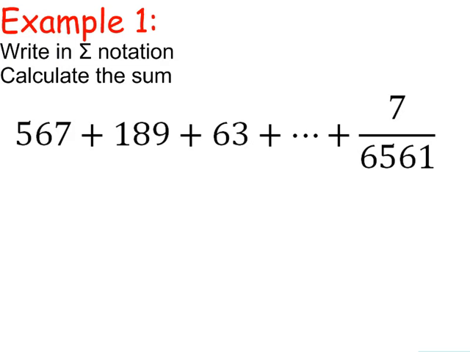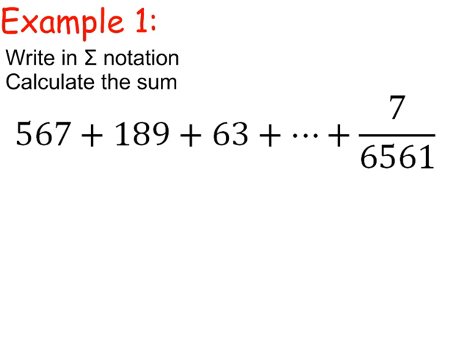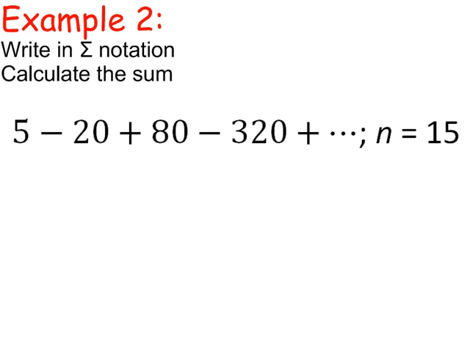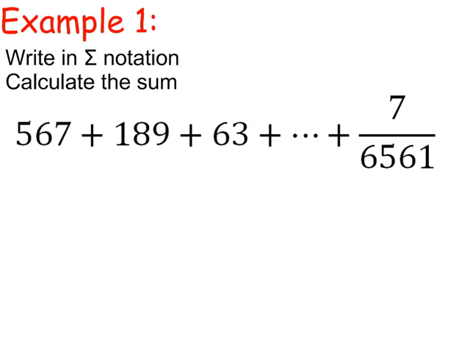Let me show you the two examples we're going to do, just so you can decide whether this is useful to you. The first example will be asked to write in sigma notation the following series that you see before you, and also actually calculate the sum. Notice that you're not told how many terms there are, you're just given the first few terms and the last term, and you have to figure out how many terms there are. In the second example, it'll be the same idea, write in sigma notation, calculate the sum, but in the second example, you'll be given the number of terms.